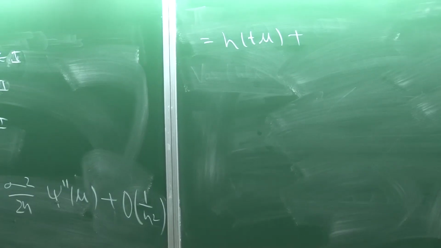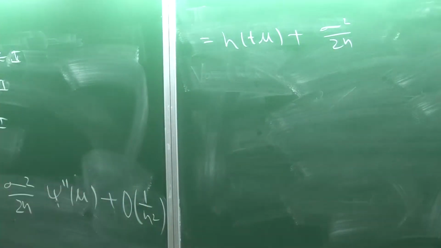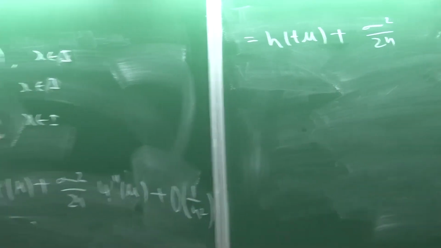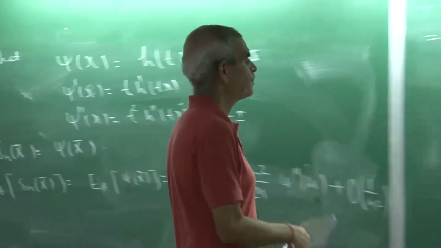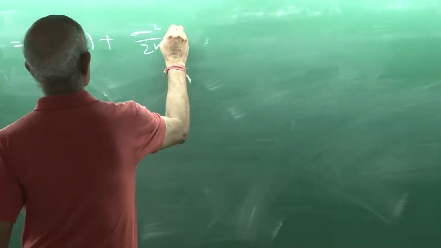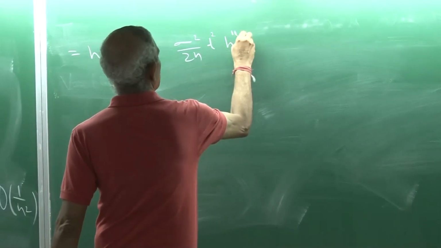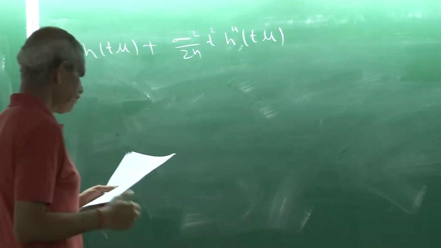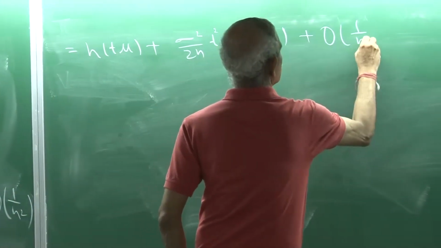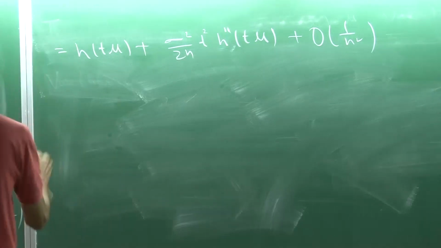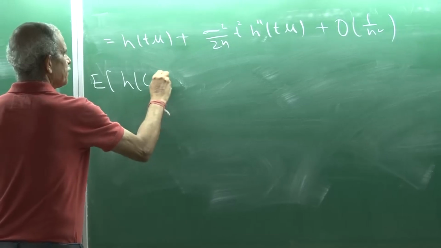Plus sigma square by 2n psi double prime mu. Psi double prime mu is nothing but t square h double prime t mu, plus big O 1 upon n square. So what I have done is I put t equal to Cn, so I get h of Cn x bar.